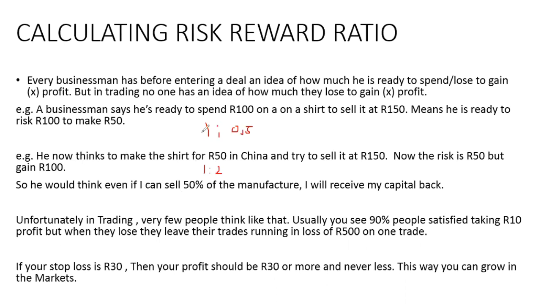So with the first example, the risk reward ratio is 1:0.5. With the second example, the risk reward ratio is 1:2. Okay, now let's move on to the next one and see how to implement the win rate.